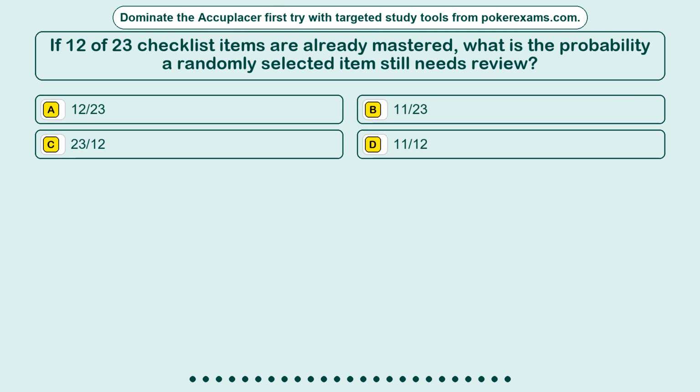Question 10. If 12 of 23 checklist items are already mastered, what is the probability a randomly selected item still needs review? Option A, 12/23. Option B, 11/23. Option C, 23/12. Option D, 11/12.